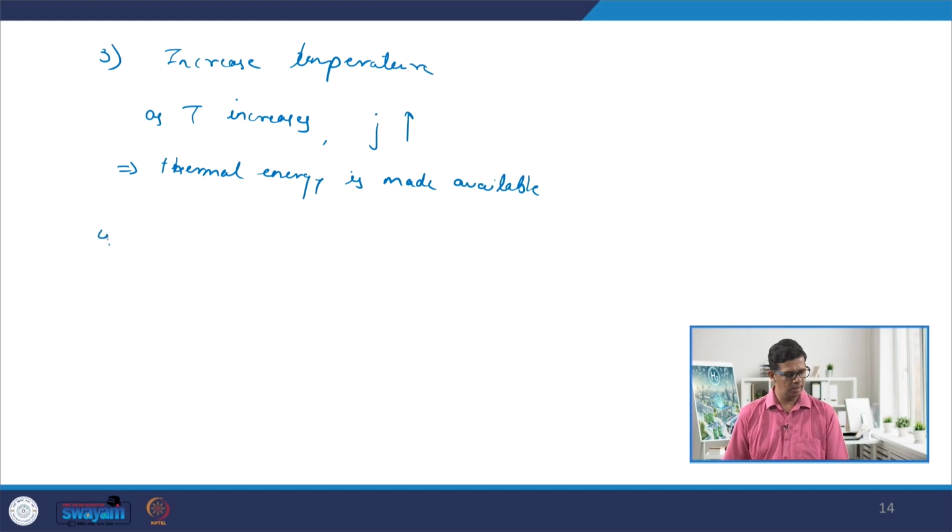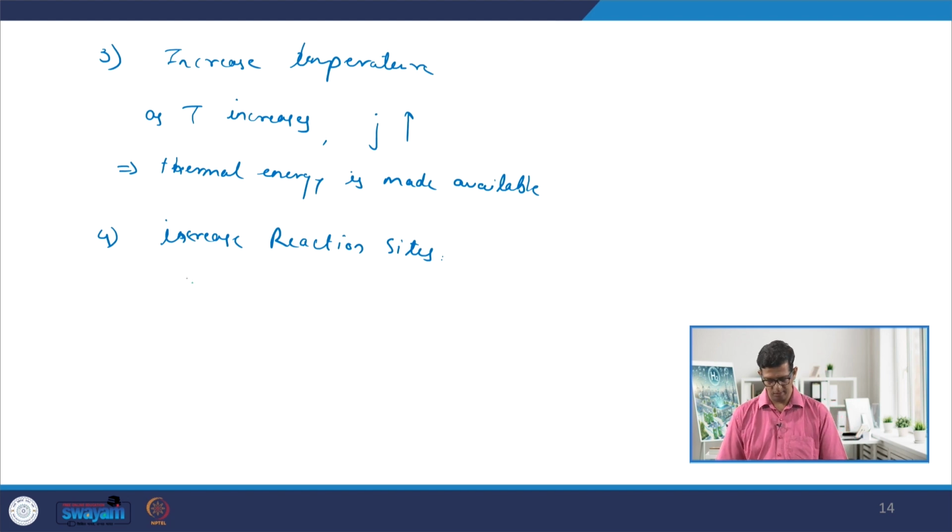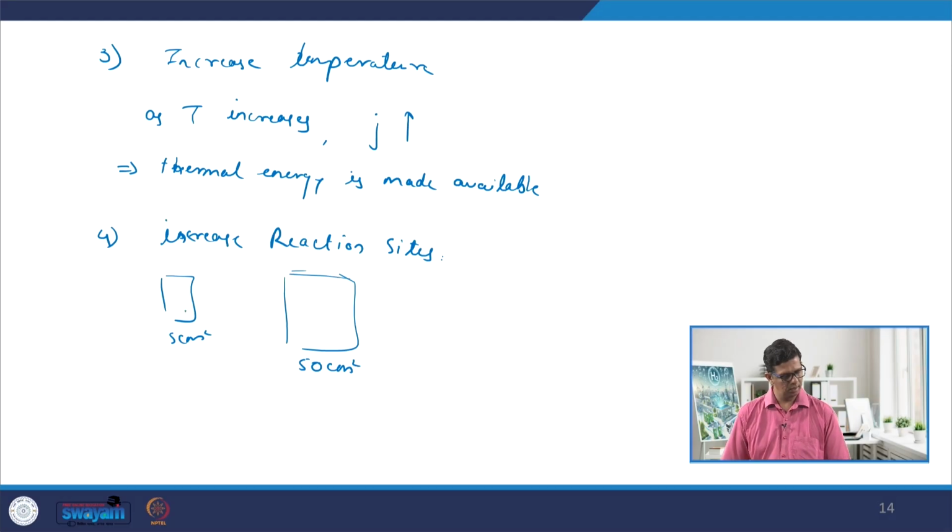And second, so the last one is basically to increase the reaction sites. So, how can the reaction sites be increased? We know that if you take a smaller fuel cell, let us say this is 5 centimeter square, and if you take a 50 centimeter square cell, the number of reaction sites here at the surface of the electrode will be say X, and here the reaction sites, basically at the catalyst and electrolyte interface, let us say Y.